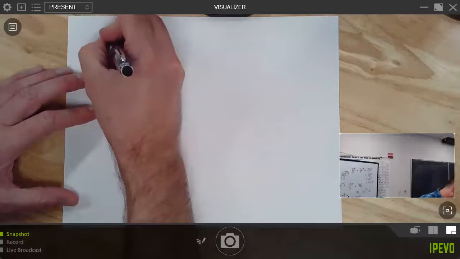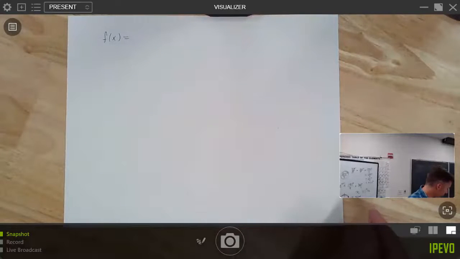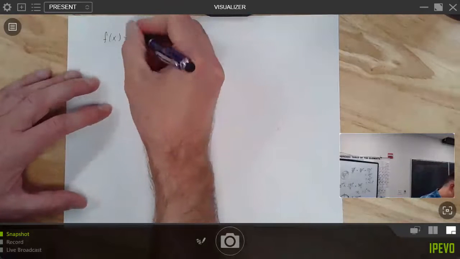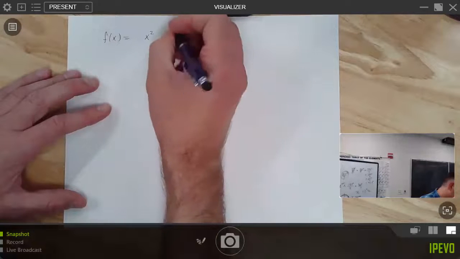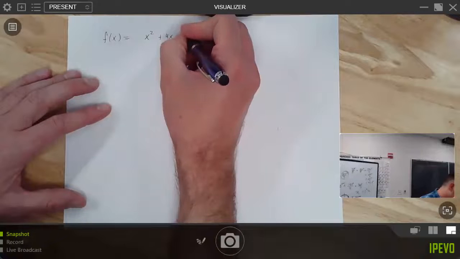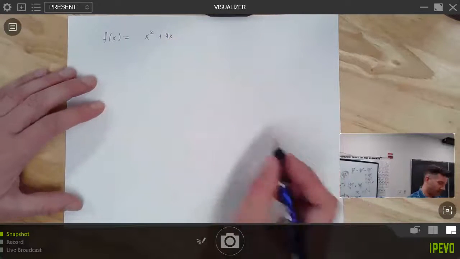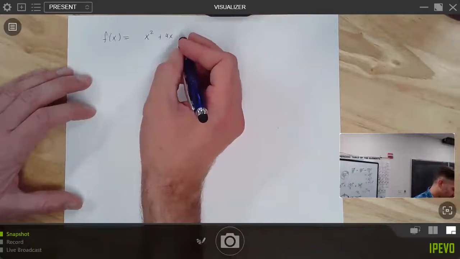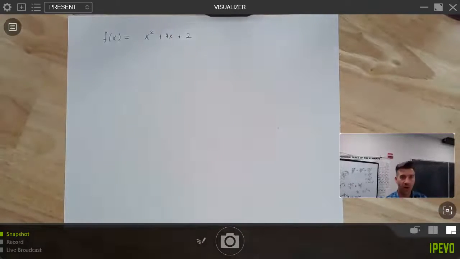Let's try graphing f of x equal to, let me think for just a minute here. Sure. Let's do something really nice and easy like x squared plus 4x, plus 2. Let me be real careful before I blow it here. Sure, let's do that. Let's graph this thing.